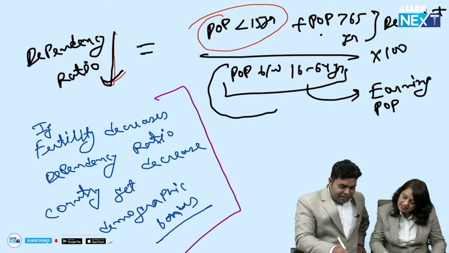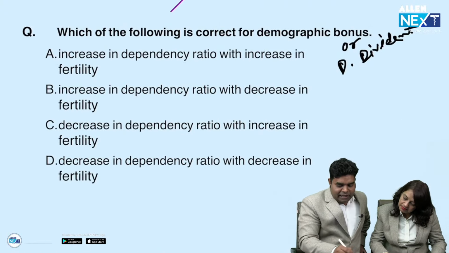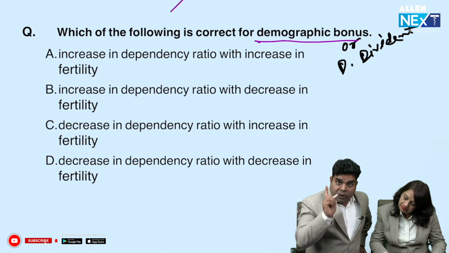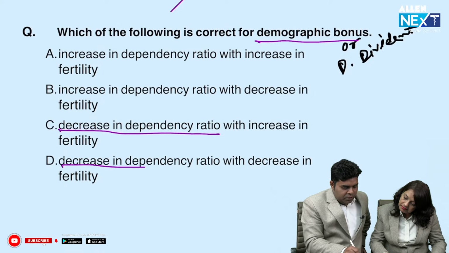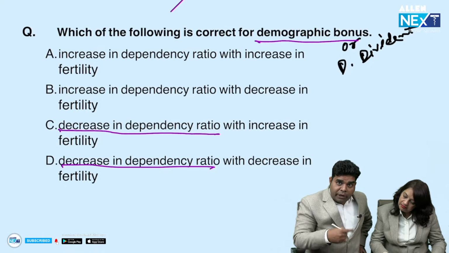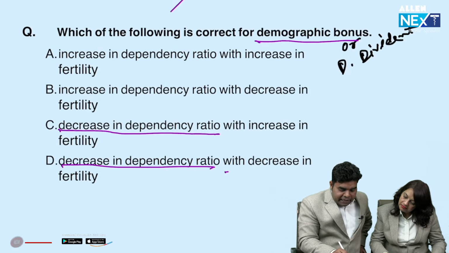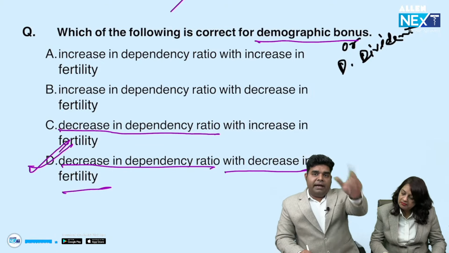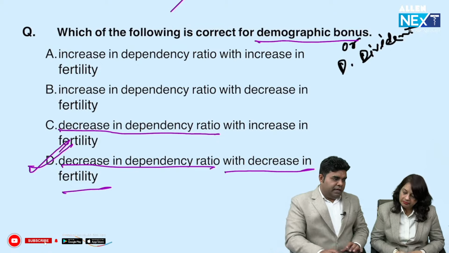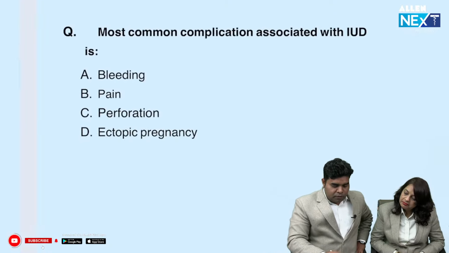So that is definitely the correct answer, that to get demographic bonus, we should decrease the dependency ratio. Only C and D can be correct. How can you decrease dependency ratio? By decreasing fertility. So that is the correct answer. For getting demographic bonus, we should decrease the fertility rate, which will decrease the dependency ratio.